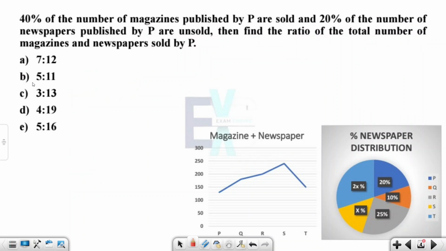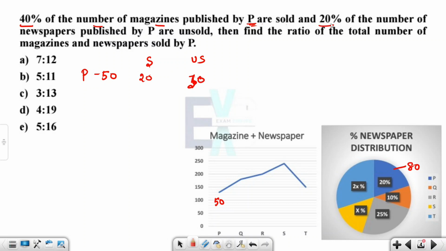Next, 40 percentage of the number of magazines published by P are sold. We already know this is 80, and out of 130, 80 is newspapers, in the sense, 50 will be magazines. So P has 50 magazines in total. In that, how many are sold? 40 percentage, that is 20, is sold, and the remaining are unsold. The remaining is 60 percentage, that is 30 magazines unsold.